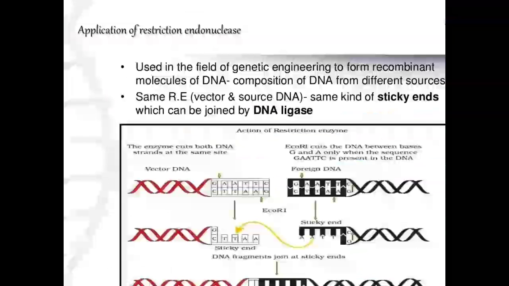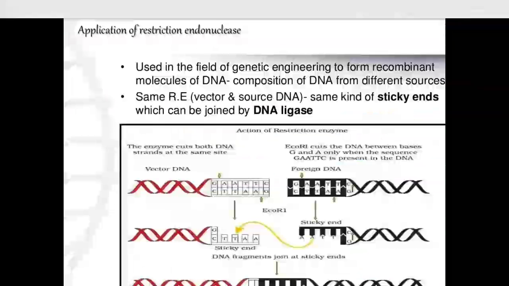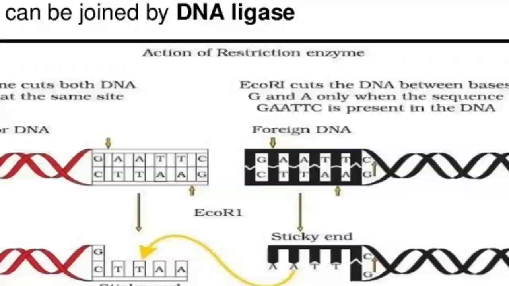Now, what are the applications of these restriction endonucleases? The main application is in the formation of recombinant DNA. It is used in the field of genetic engineering to form recombinant molecules of DNA, a composition of DNA from different sources. The same restriction enzyme is used on the vector and the source DNA. The same kind of sticky ends we have to find, which can be joined with the help of the DNA ligase. This picture is taken from your NCERT book.